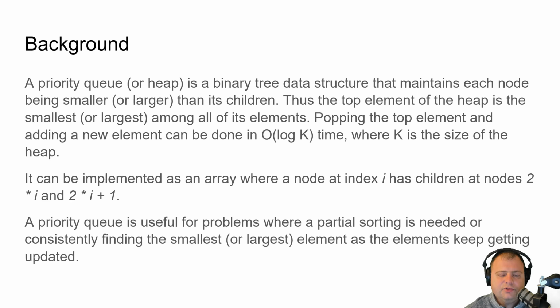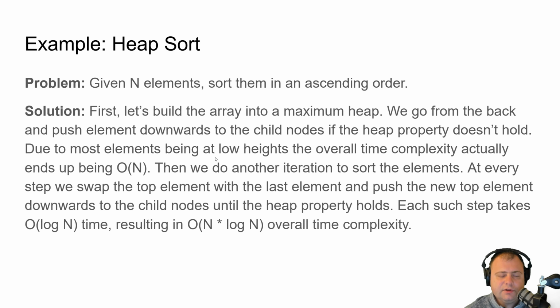So priority queue is useful for problems where some partial sorting is needed, or consistently finding the smallest or largest element as the elements keep getting updated. Let's take a look at a classic example of heap sort.